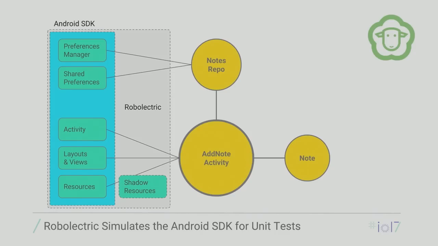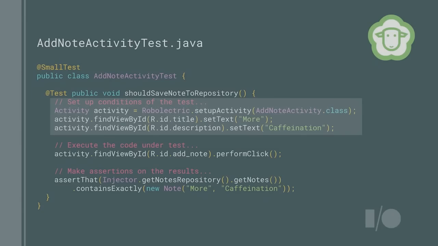Remember that test that we just saw that had like 20 lines of mock setup code? Let's see how that looks in Robolectric. So that's a lot less. We've gotten rid of all the boilerplate. The test is about half the size and much more concise.